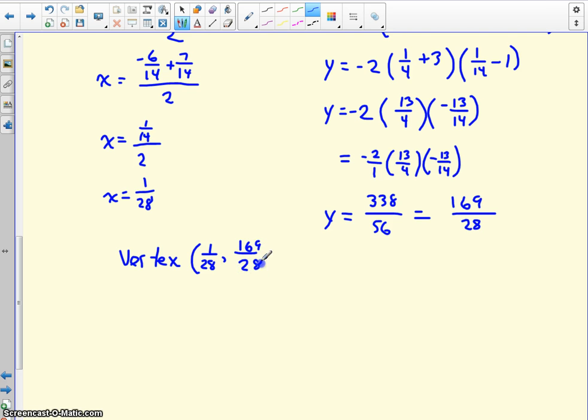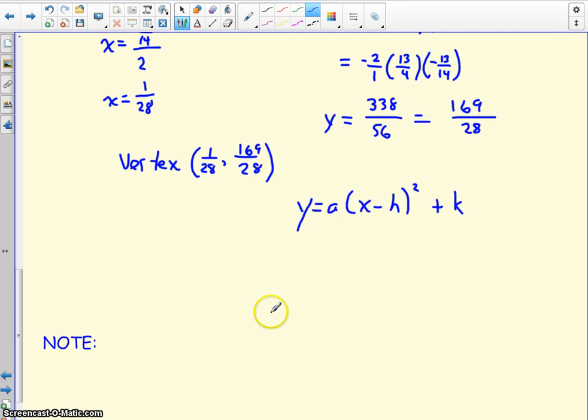And now we can actually start creating our vertex form equation. So we have y equals a bracket x minus h all squared plus k. So I can put in my h and k now. So I have x minus 1 over 28 all squared plus 169 over 28.